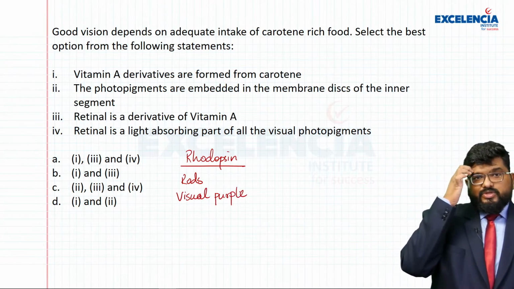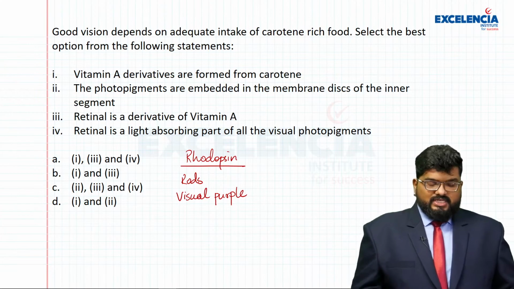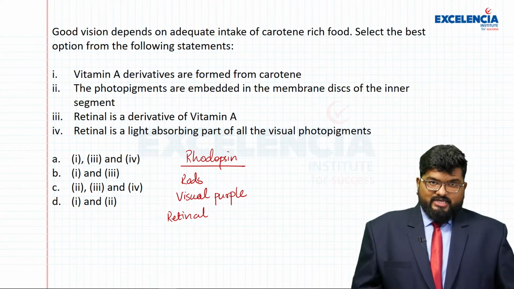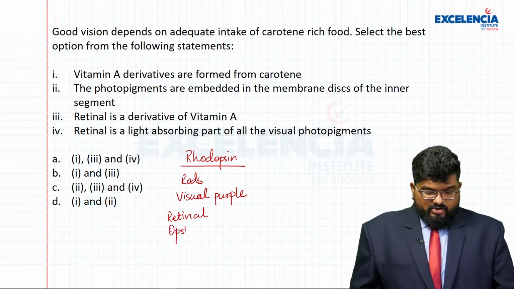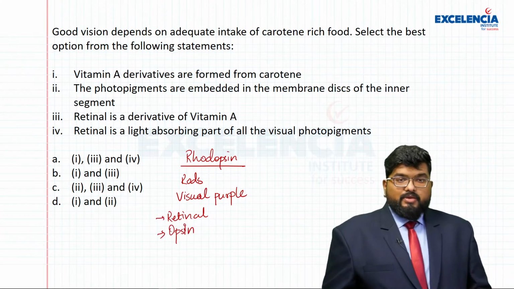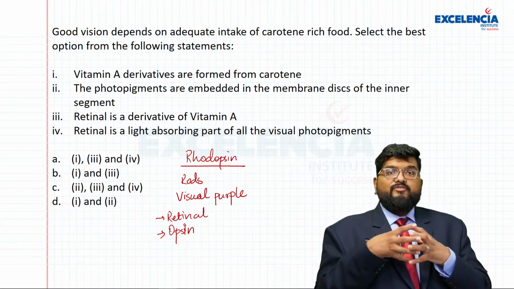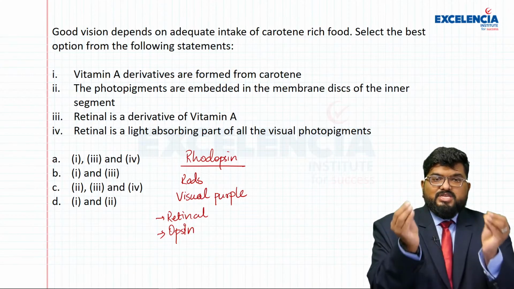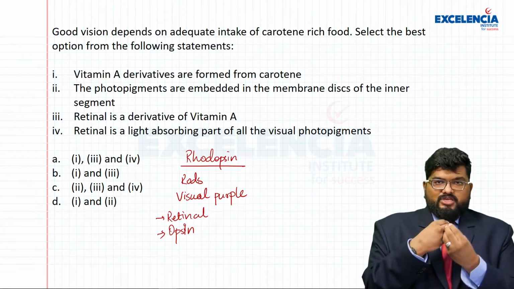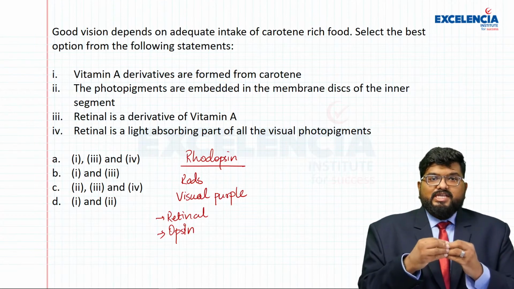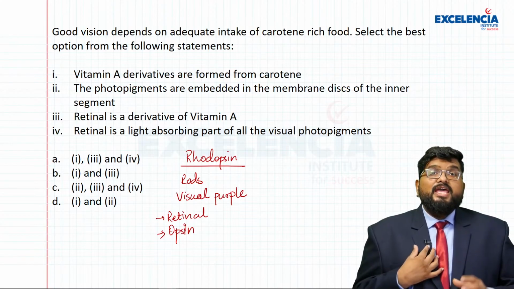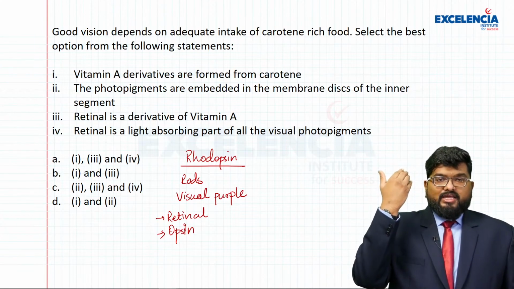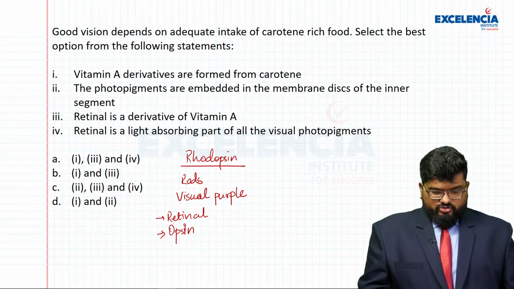Now this visual purple, or rhodopsin, has two components in its chemical structure: retinol, which is an aldehyde derivative of vitamin A, and another component called opsin. These two components form the visual purple, right? When light falls on it, these two components dissociate from each other, ultimately resulting in the generation of action potentials inside the receptor cells of the retina, which will be detected in the visual cortex as the image.